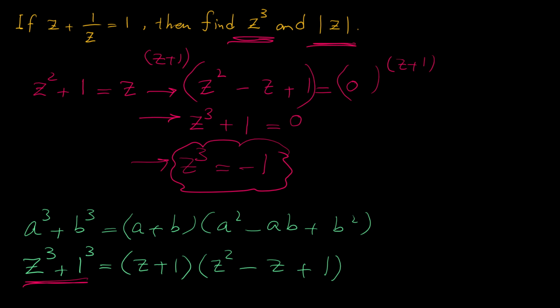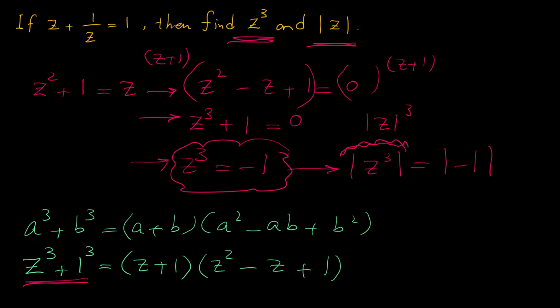What about absolute of z? For finding absolute of z, simply we take absolute from both sides of this equation. So we take absolute from the left side and we take absolute from the right side. Absolute of -1 is 1. And absolute of z to the 3, please pay attention to this. Absolute of z to the 3 is the same as absolute of z to the power of 3.